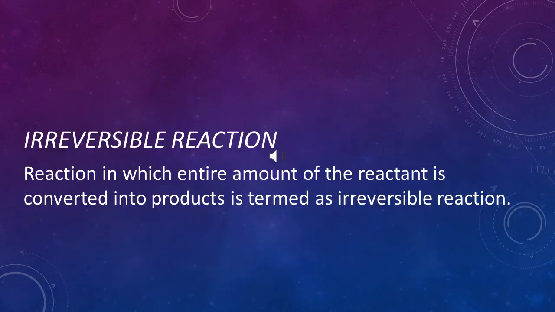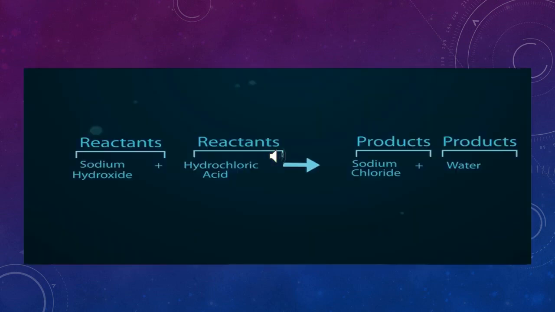Now the irreversible reaction. As the name indicates, a reaction in which the entire amount of the reactant is converted into product is termed an irreversible reaction. That is, no amount of product will be reversed back to the reactant. In the example for an irreversible reaction, you can see that the arrow direction is forward, so it means no backward reaction occurs.